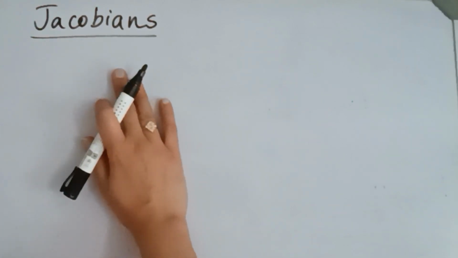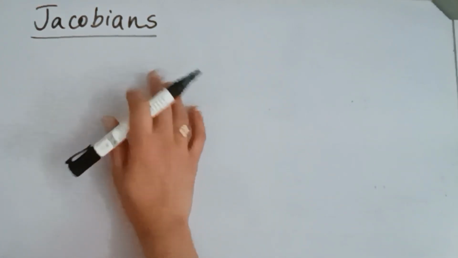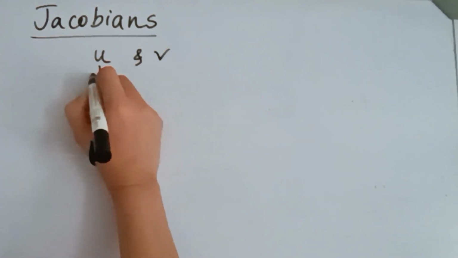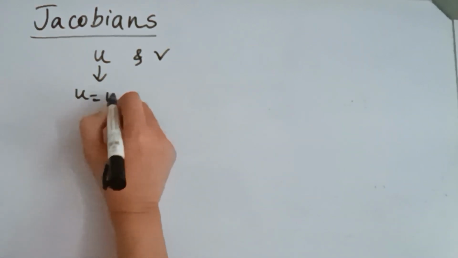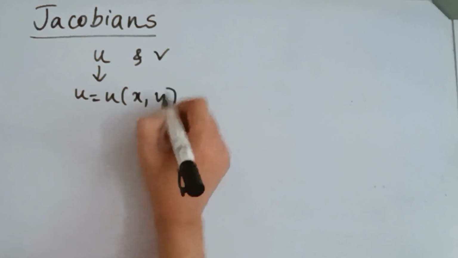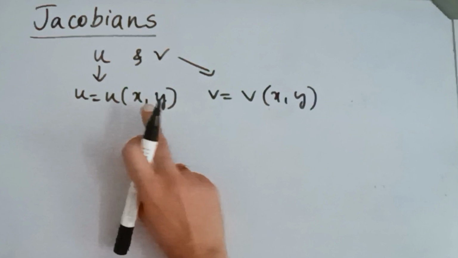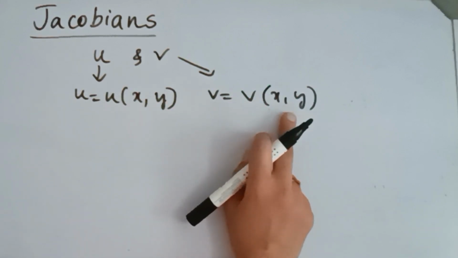In this video, I'll explain the concept of Jacobians. Suppose you have two functions u and v. These two are functions of x and y, that is u equal to u of x comma y and v equal to v of x comma y, where x comma y are two independent variables.